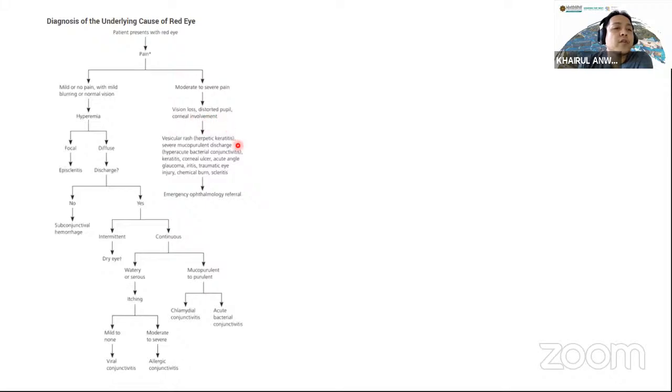associated with vision loss, distorted pupil and cornea involvement, we need to think of an emergency ophthalmic condition, okay, such as severe mucopurulent discharge with hyperacute bacterial conjunctivitis, keratitis, corneal ulcer, acute angle glaucoma, iritis, traumatic eye injury, chemical burn, scleritis, or even vesicular rash due to herpetic keratitis. So over here, urgent emergency ophthalmology referral is needed.